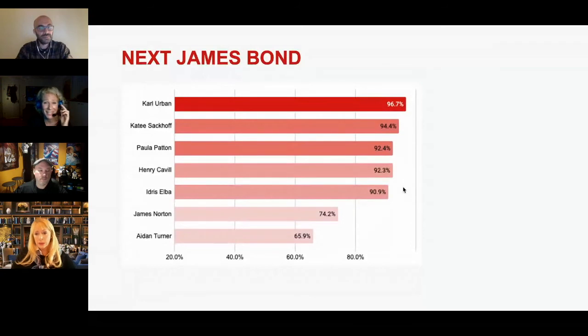Interesting. Fascinating, because according to AI, it would be either Carl Urban or two women. And then, you know, fifth, you've got Idris. So, wow. Okay, cool.